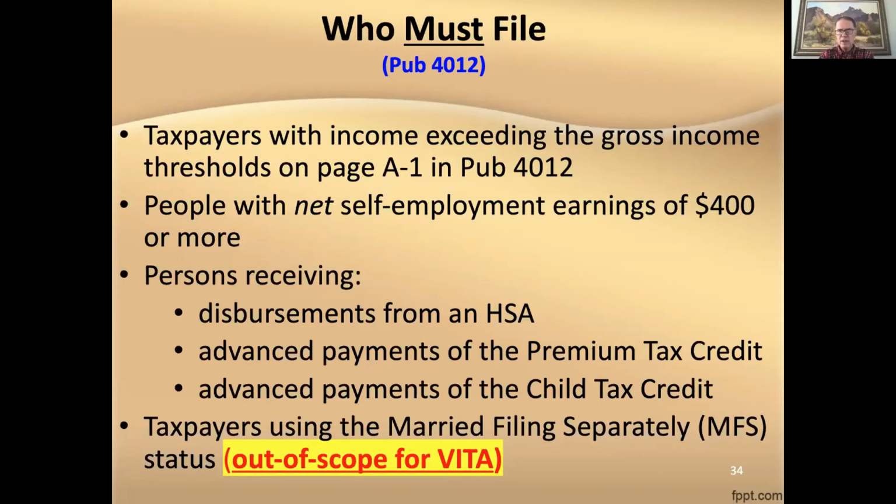The child tax credit this year, people received half of their child tax credit. They could choose to receive half of their child tax credit between July and December, and the other half they would get on their 2021 tax return. If they chose to get those advance payments, they must report their taxes. It's not an option for them. For VITA, especially for City of Phoenix, I don't know about the other VITA partner sites, but I do know for City of Phoenix, married filing separately is simply out of scope for us. We don't have to worry about that.